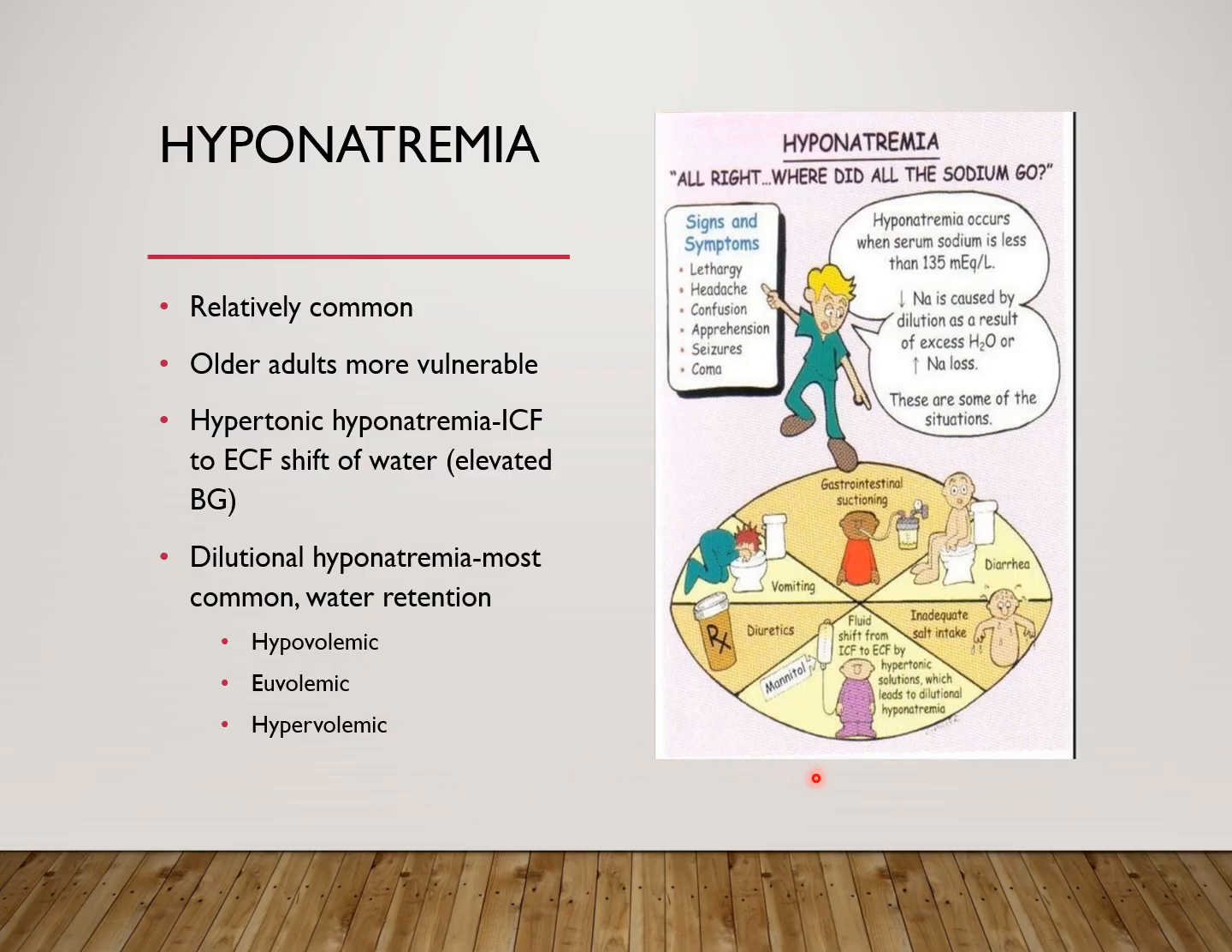Hyponatremia. So this is a relative drop in the amount of sodium in the extracellular space. So hyponatremia is relatively common. Older adults are far more vulnerable to experiencing hyponatremia because there's a lot of different age-related events that make them that way. Things like decreased renal function, limitations in sodium conservation, also things that might impair thirst or might impair mobility could be involved here.